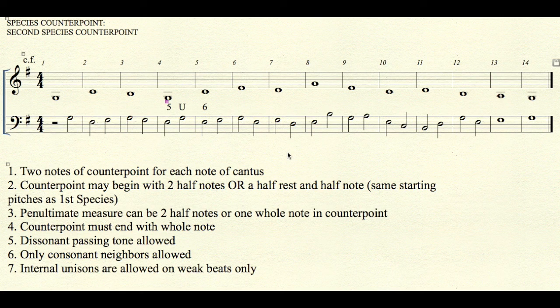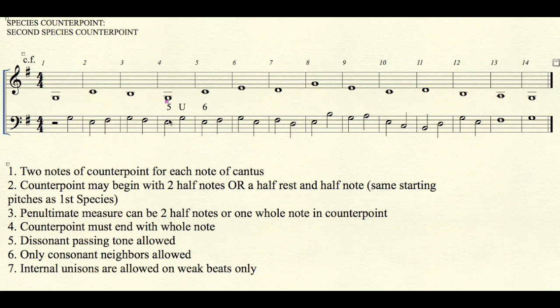Second species counterpoint, rule number 7. Internal unisons are allowed on weak beats only. Unisons are always allowed on the downbeat in the first and the last measure, and they can either be on the first beat or second beat in the first measure, always on the first beat in the last measure. But in any time between the first and the last measures, unisons may only appear on the weak beat.